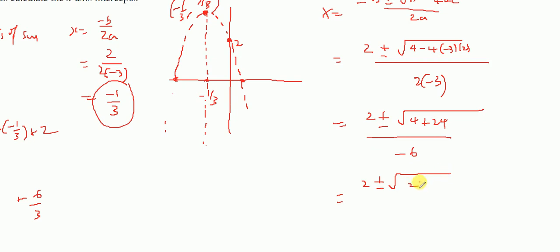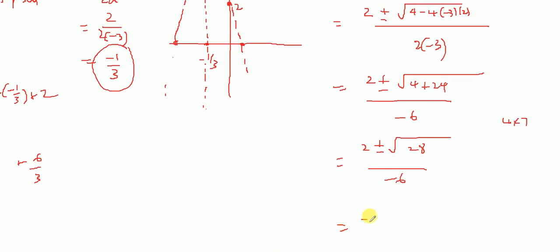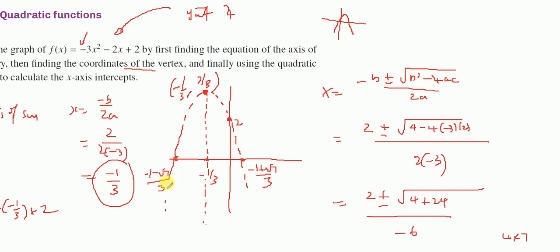Which will be 2 plus or minus the square root of 28, which is 4 times 7, all over negative 6, which is 2 plus or minus 2 root 7 on negative 6, which is 1 plus or minus root 7 on negative 3. So I've got 1 minus root 7 on 3, negative 1 minus root 7 on 3, negative 1 plus root 7 on 3 are my two x-intercepts, and there is my graph drawn.